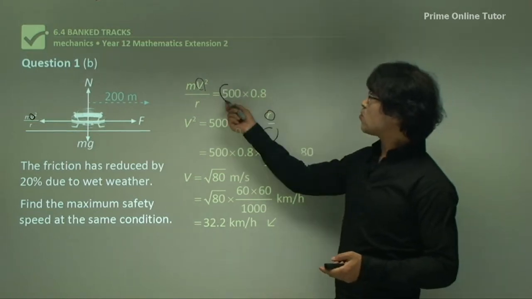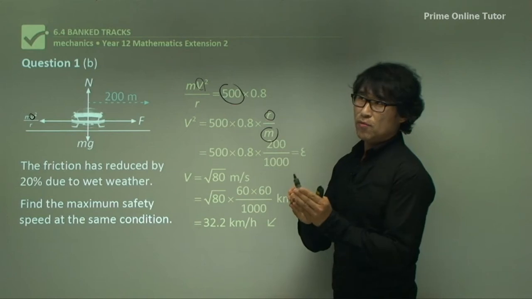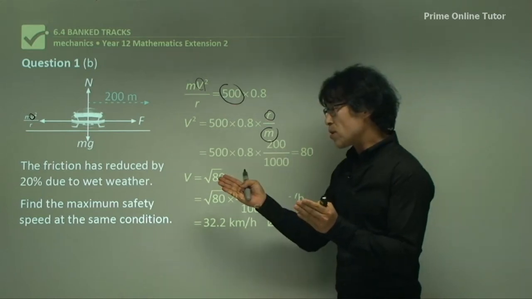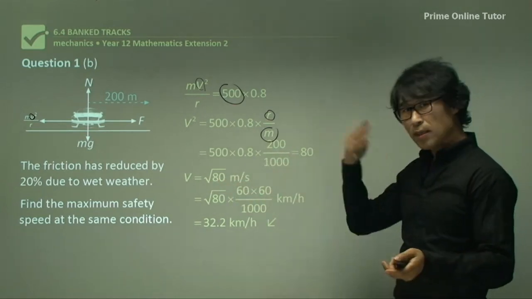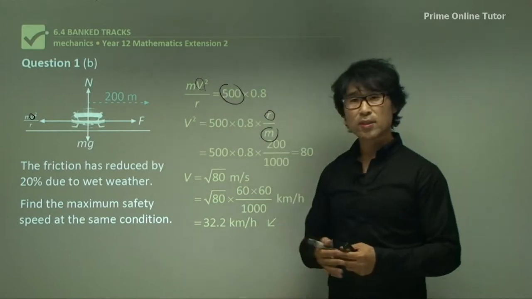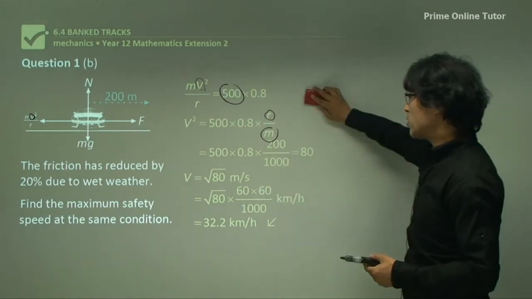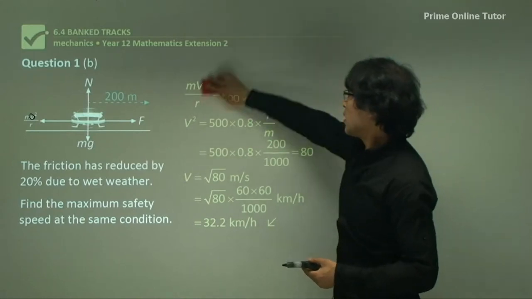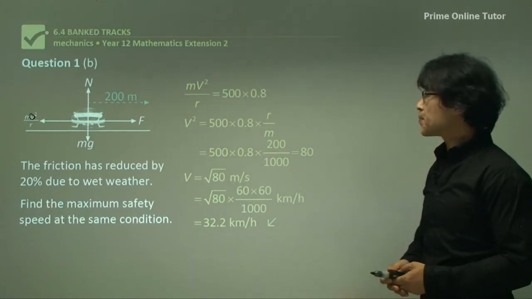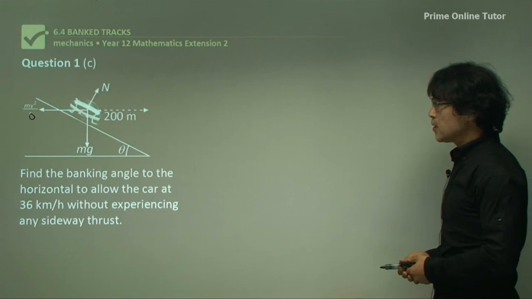So that's the situation. Firstly, you need to find out the normal friction force. If the 20% is being reduced, take it out and find the velocity. This is a very traditional style of question. So that's part B. Look at part C now.